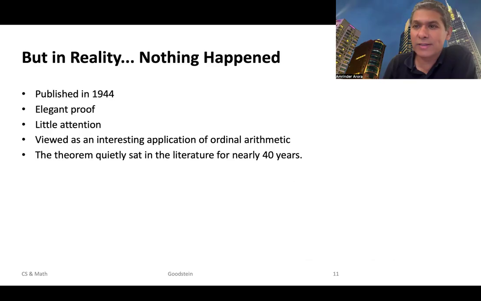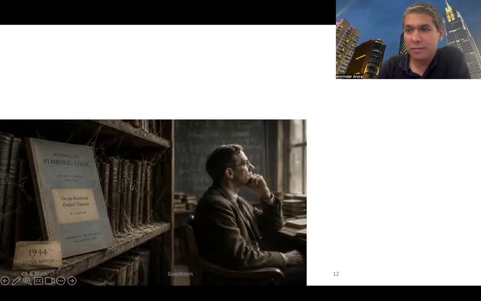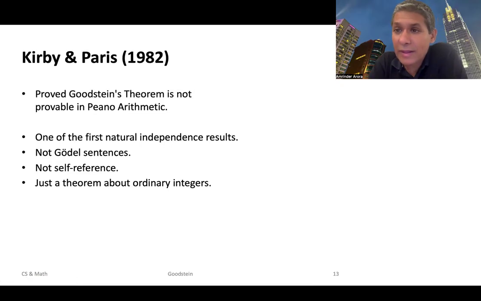So he publishes this great theorem in 1944, very elegant proof, but very little attention. This is just viewed as an interesting application of ordinal arithmetic, arithmetic of ordinal numbers. And it sat very quietly in the literature for 40 years. No attention, really. Then came the 1982 result by Kirby and Paris, which showed that Goodstein theorem is not provable in Peano Arithmetic. Peano Arithmetic, the one named after Giuseppe Peano.